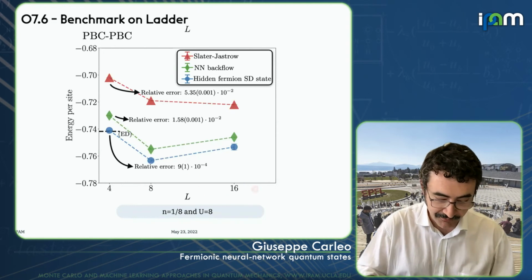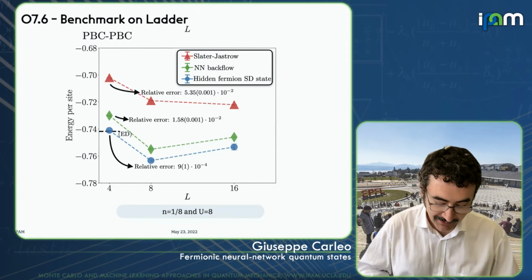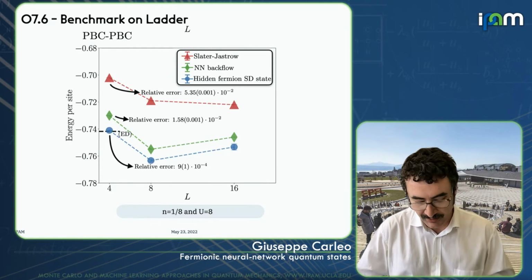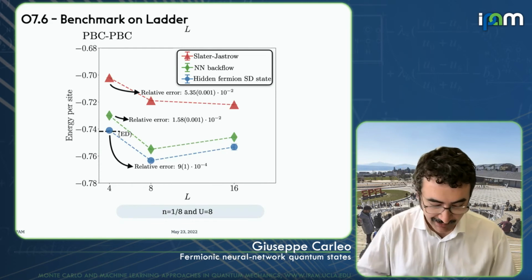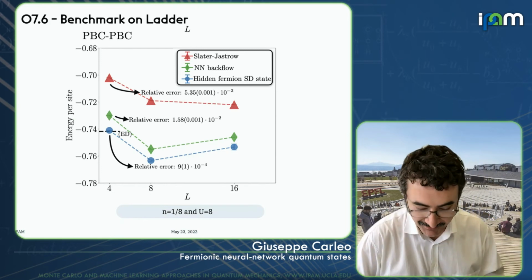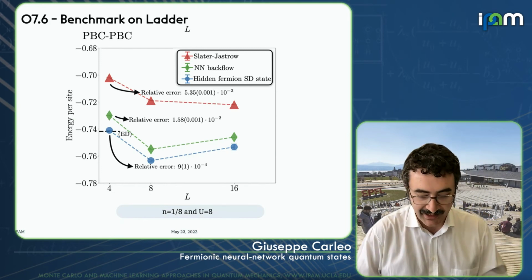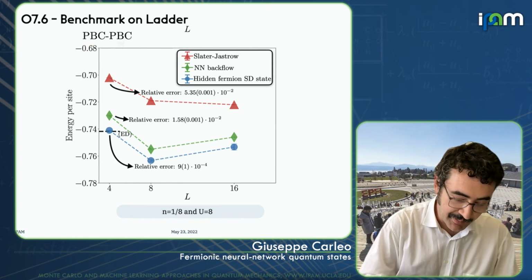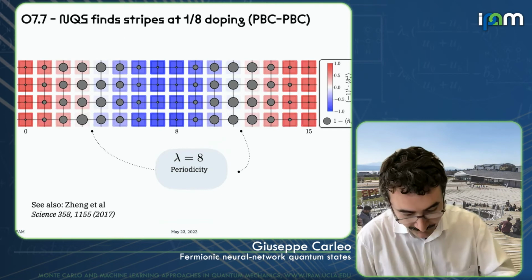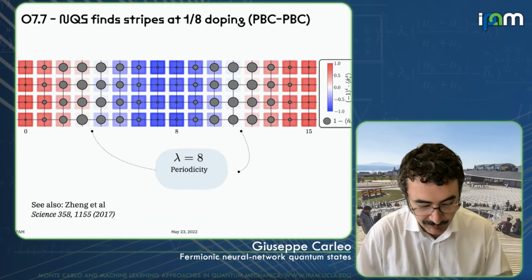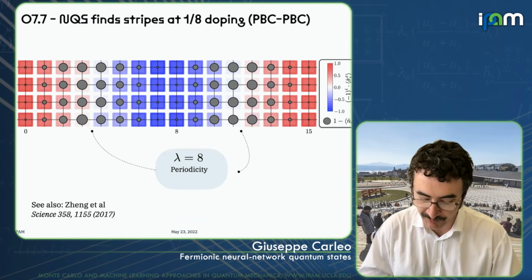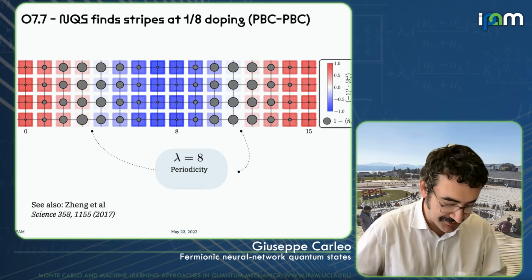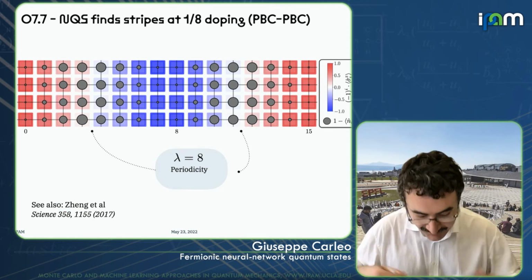Typically, you can see it also for, again, this is 1/8 doping, density of 1/8, and for U equal 8 on a ladder, which is a standard benchmark case also for DMRG. The case that we consider here is with periodic boundaries, and in this case, we find stripes, compatibly also with what Shiwei and others have found in this paper with many techniques.